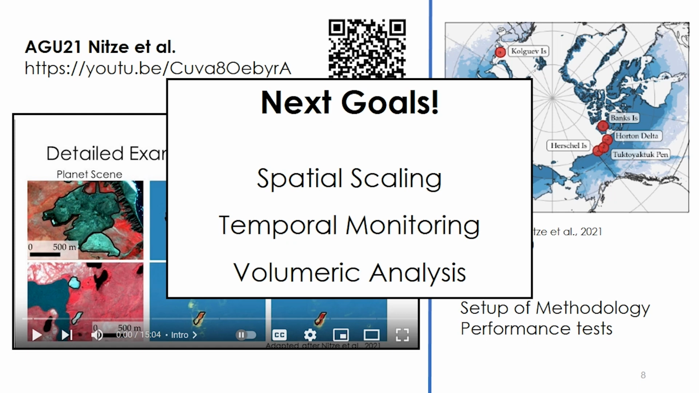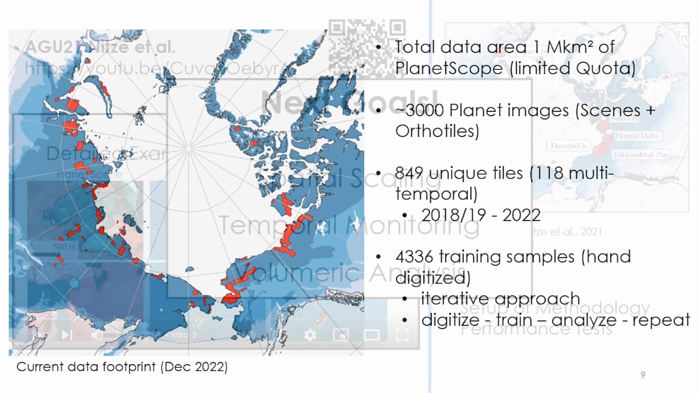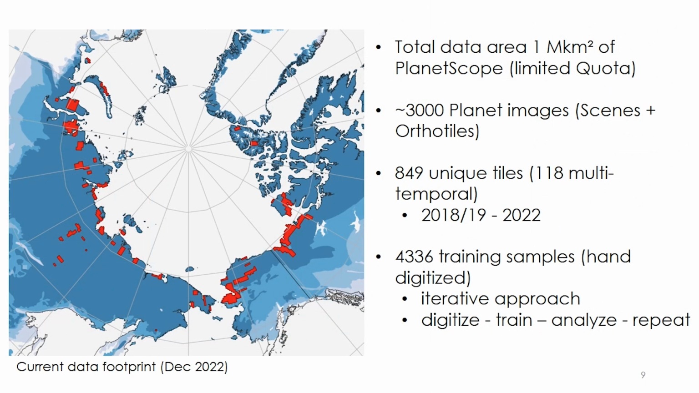But we did not only want to focus on these 6 areas, because that was more or less an initial test. We're focusing on something bigger. We want to scale these data. We want to have temporal monitoring. And as thaw slumps are not only two-dimensional but rather three-dimensional, we also want a volumetric analysis to better understand how much material is moved and what the consequences are. That's why we scaled our analysis up.